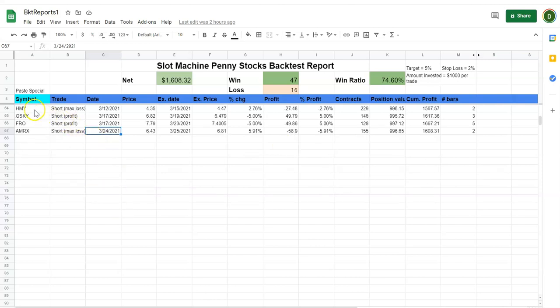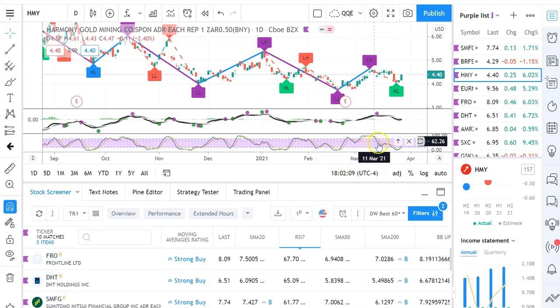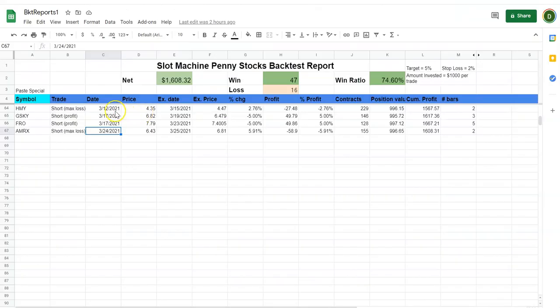Anyway, let's take a look at HMY for March 12th. What you do is look for the RSI up or down in the March time frame. So here's March. The RSI is above and it's coming down below, and the minor zigzag is red, so you take that trade on March 12th. That's what our other program said. And then it looks like it went up and we hit our stop loss. March 12th, exit date the 15th, max loss, lost $27.